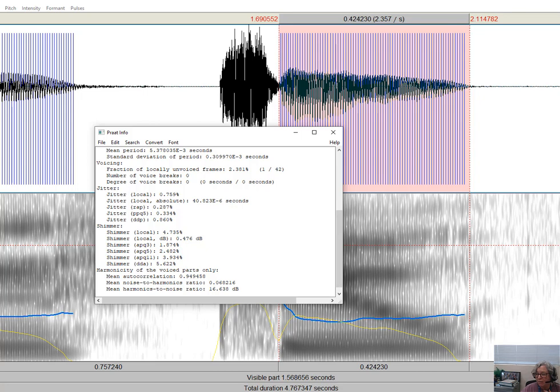I'm going to ask you to look for the fraction of unvoiced frames, the number of voice breaks, the degree of voice breaks, and then I would like you to tell me the local jitter and the local shimmer. And then there's the mean harmonic to noise ratio. So this is the report that I am asking you to populate on the worksheet.